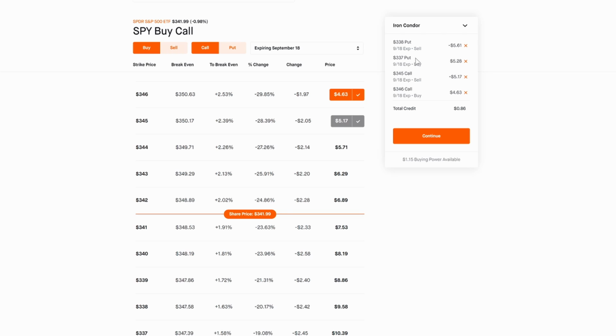In this strategy, you think the stock will not move higher than the strike prices that you sold. So you think the stock will not move higher than 345, and also you think it will not move lower than 338 before the expiration reaches. So after this expiration, if the stock is still between the strike prices you selected, you would make your maximum profit.